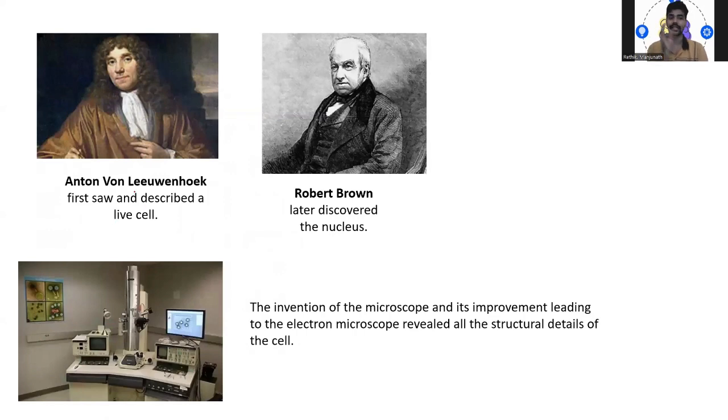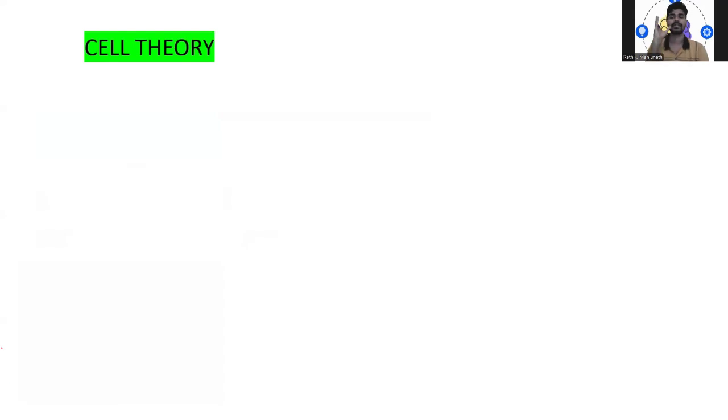The living cell was first described by Anthony van Leeuwenhoek. Later, the nucleus in the cell was discovered by Robert Brown. With the invention of the microscope and the improvement that led to the electron microscope, the structural details of the cell were revealed. Based on the structure and function, the cell theory was proposed.